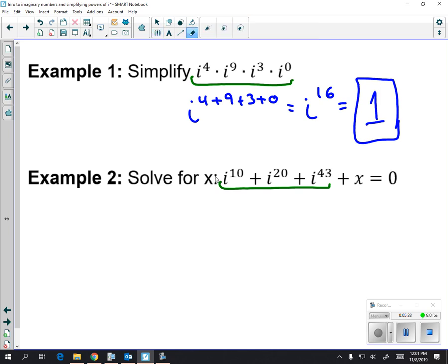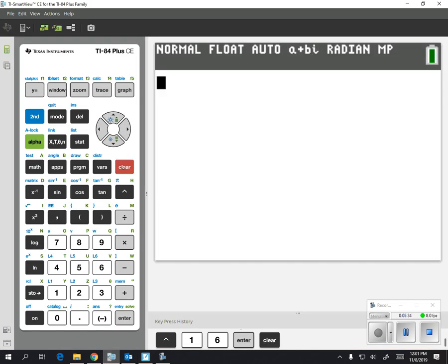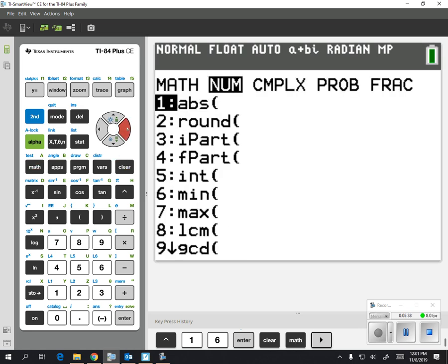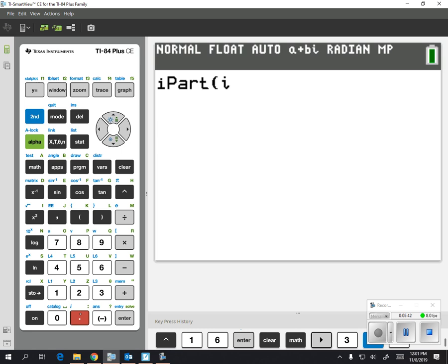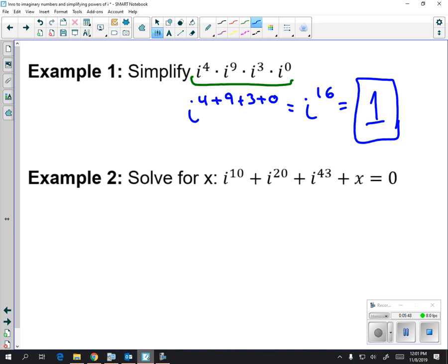You're going to do what is IPART of I to the 10. So math, number, we have IPART to the 10th power. You get that that is going to simplify to -1. And then you're going to do this 2 more times.